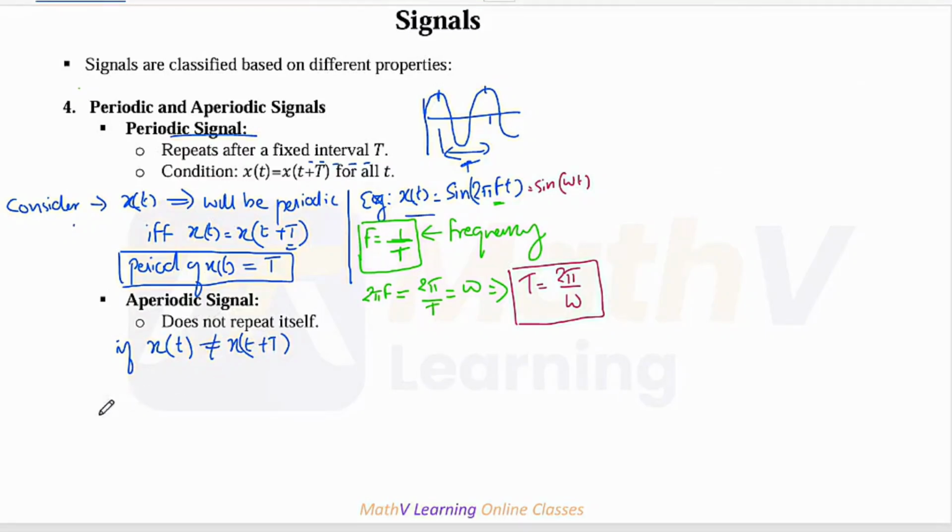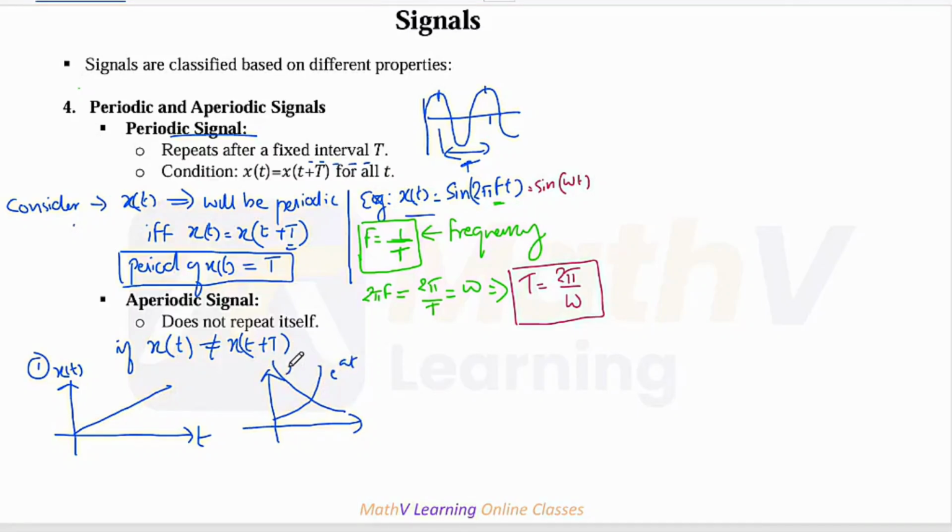For example, say a ramp signal. x of t looks like this, a ramp signal. This is aperiodic. Say I have an exponential signal, e power at or e power minus at. These are all aperiodic signals, that is, we cannot find a periodic value. Questions will definitely come based on periodic signals.